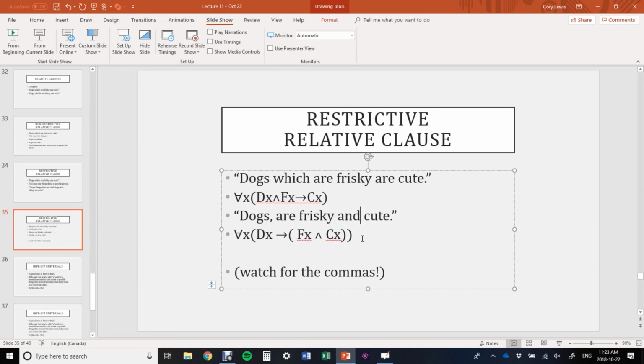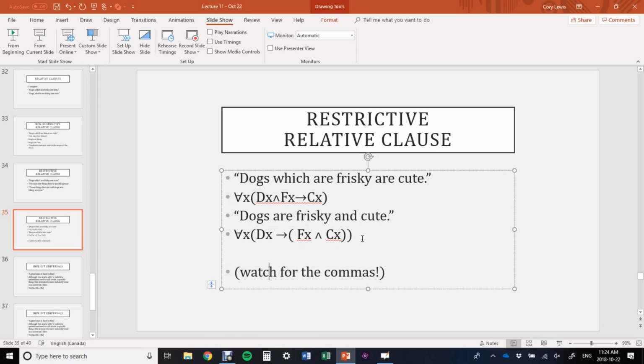So now that's what that would say. Dogs are frisky and cute. That's how you would symbolize that. The "which" is what tells you that's not the right way of saying this. Which tells you that you're looking at a relative clause, but it doesn't tell you whether you're looking at a restrictive relative clause or a non-restrictive relative clause. The commas distinguish those two.